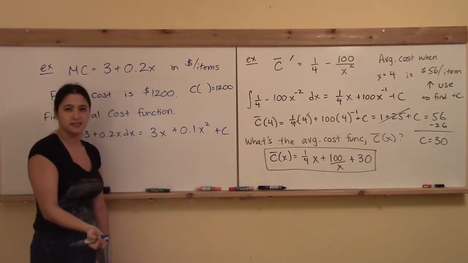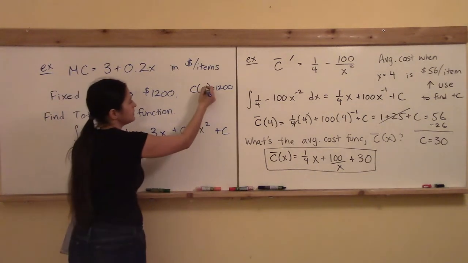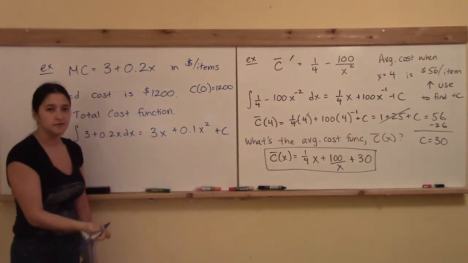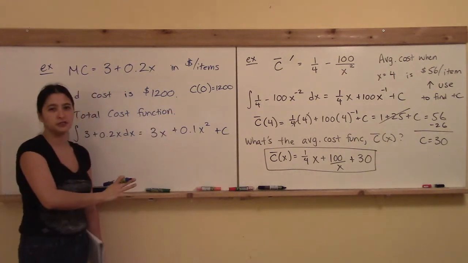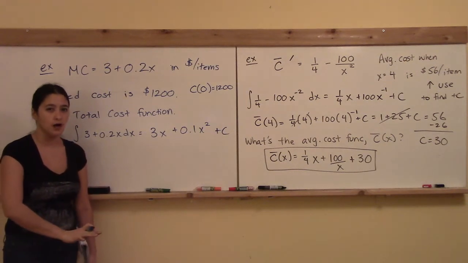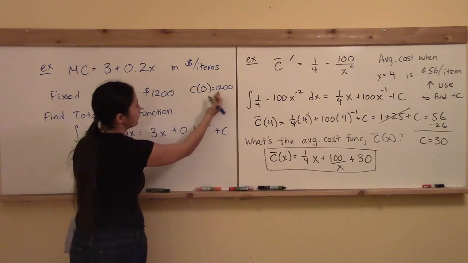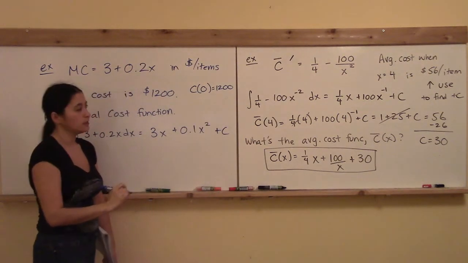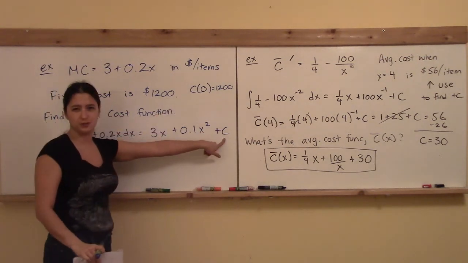How many items is that? Well, what fixed cost means is if I didn't make any items at all, if I made 0 items, my cost would still be $1,200 because I have to pay that fixed cost no matter if I make items or not. So what this is really trying to tell me is that capital C of 0 is equal to 1,200. Okay? Oh, and that reminds me, don't get this capital C confused with this capital C.